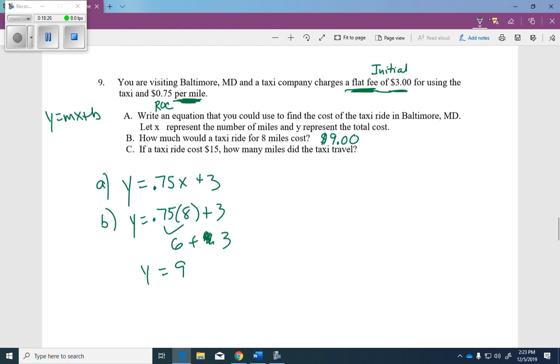If a taxi ride costs 15, oh, now they're telling me the y number. So for part C, I'm going to put a 15 in place of y, and I'm going to figure out what x is. I got to figure out how many miles. So this wasn't really considered a system because it was just one equation. But in part B, they told me to plug in an 8 for x, and in part C, they're telling me to plug in a 15 for y.